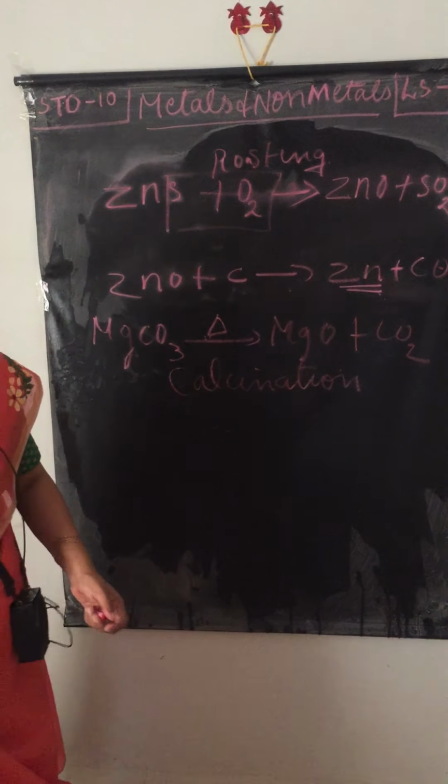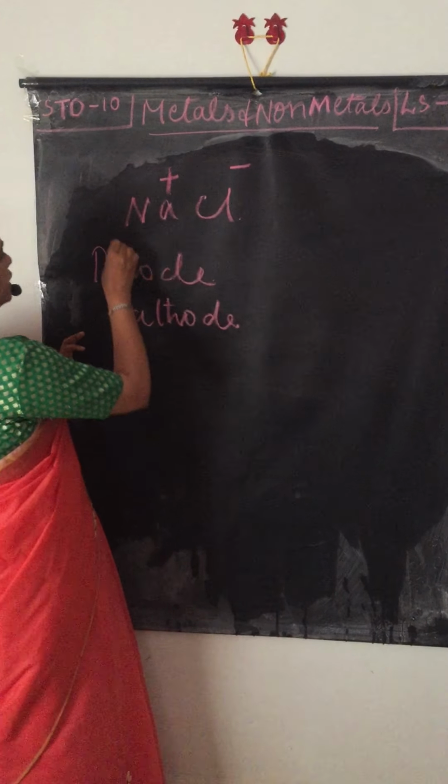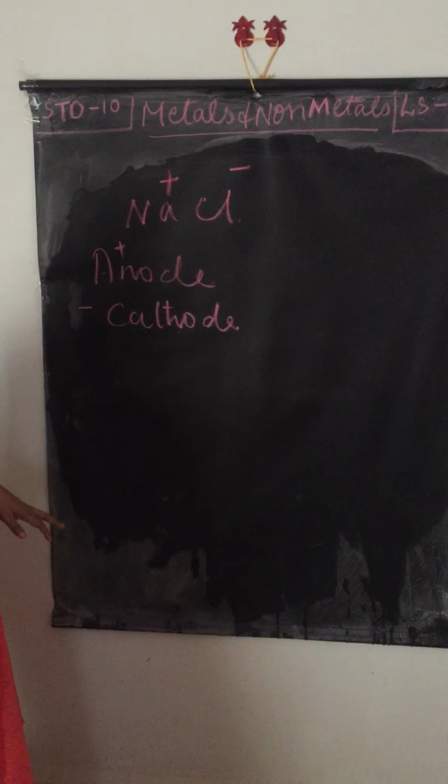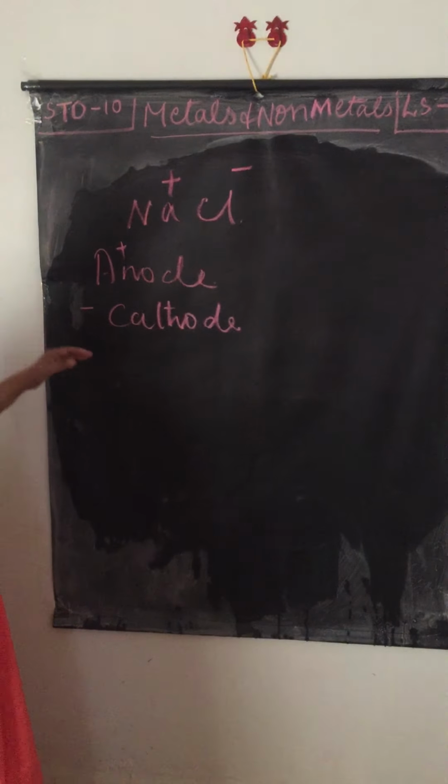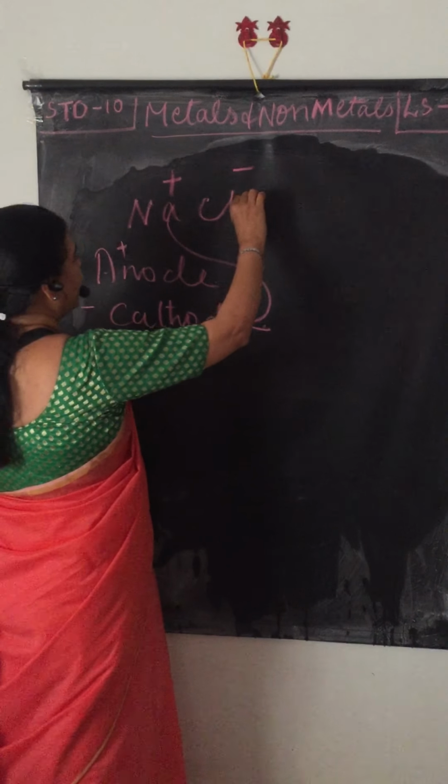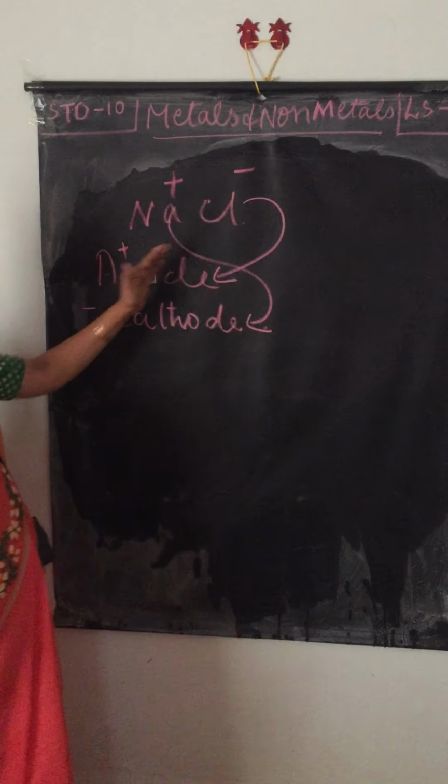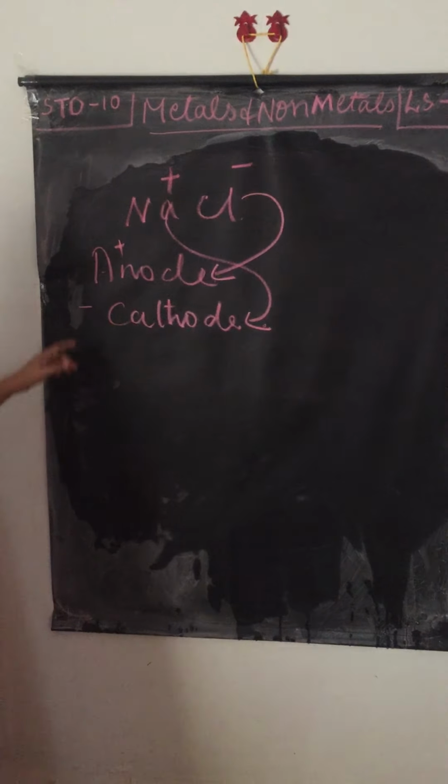For example, sodium chloride, NaCl. It is in the ionized form, Na+ and Cl-. In electrolytic reduction, you know about anode and cathode. The anode is positive and the cathode is negative. Sodium has a positive charge, so it goes to the cathode, and chloride will move to the anode. Opposite charges will be attracted. Sodium will move to the cathode and the chloride ion will move to the anode.